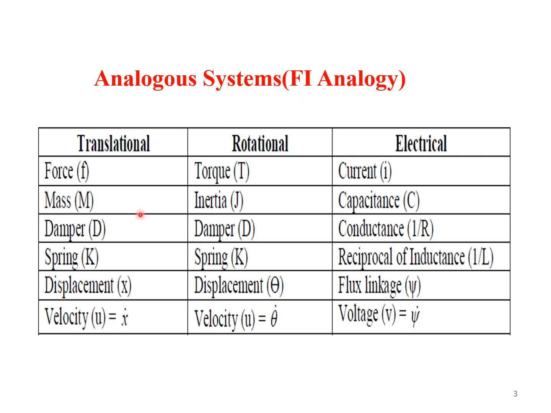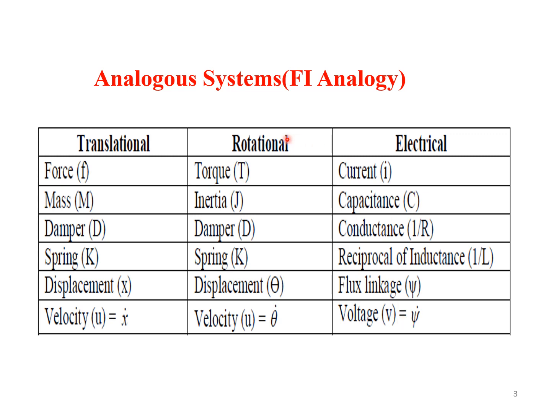And mass is considered as equivalent to capacitance. Damper coefficient D or B is considered as equal to conductance, which is represented as 1 by R, and the spring coefficient K is considered as equivalent to the reciprocal of inductance, that is 1 by L, and displacement X is considered as equivalent to flux, and velocity is considered as equivalent to voltage.